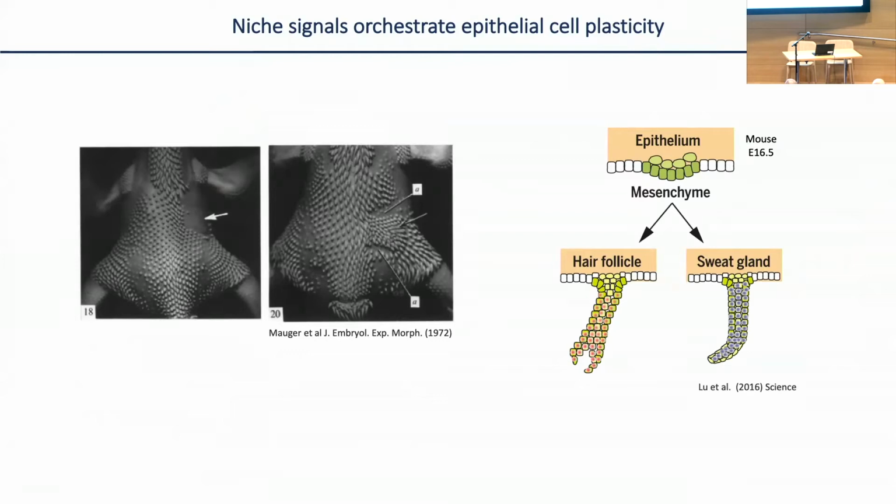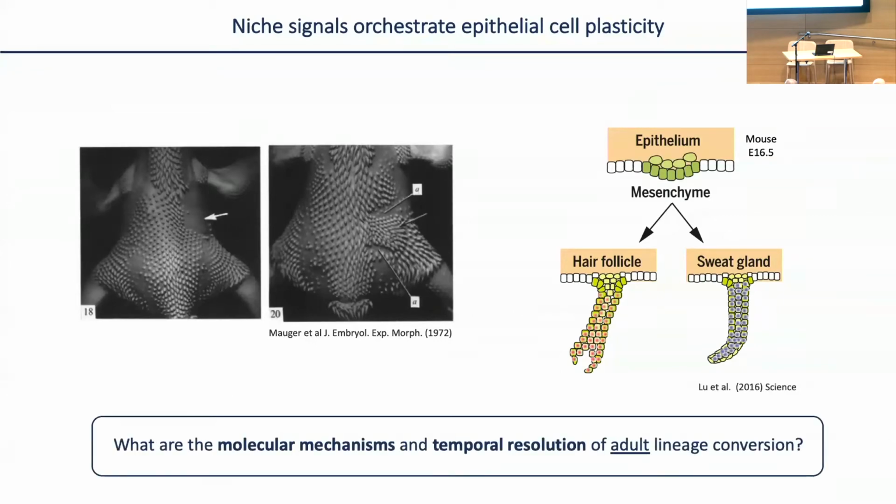So these examples of this phenomenon of identity switch have been particularly described in developing tissues, which are by definition more permissive, but have barely been studied in an adult context. So with this project, we wanted to investigate the molecular mechanisms and the temporal resolution of adult lineage conversion, which obviously has potential implications for regenerative medicine.